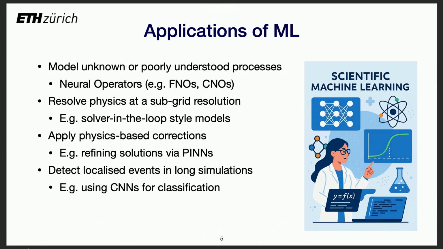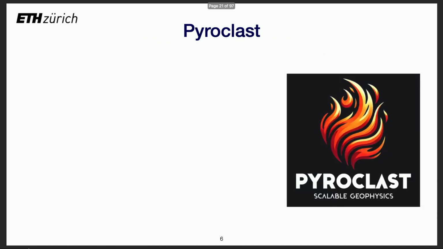And of course, you can also do things like detect localized events in long simulations. Oftentimes, we work with rectangular or even regular grids. So this is a prime application of convolutional neural networks for classification, for example, where maybe you run a simulation for millions of years and you have some very localized event, especially in time, that you're interested in, and so you can avoid having to manually scrape through all of this data and just detect only the interesting parts of the simulation.